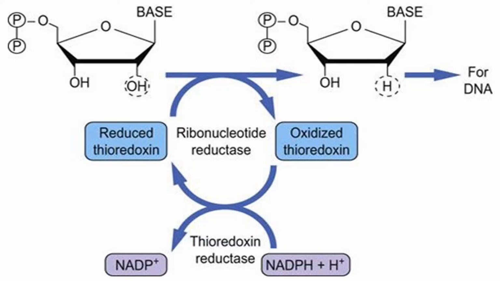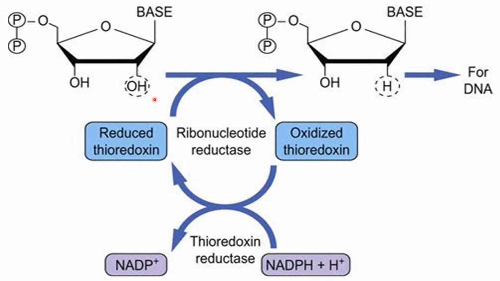Now this is the ribose, and this ribose at carbon number 2 has this hydroxyl group. This is a nucleotide diphosphate, a ribonucleotide, and it is converted to deoxyribonucleotide by the removal of oxygen at carbon number 2 of the ribose for DNA.